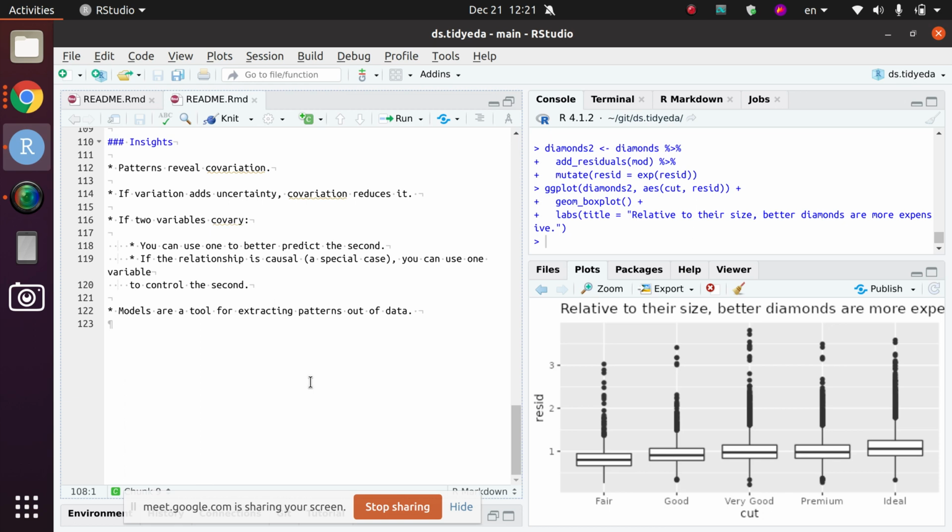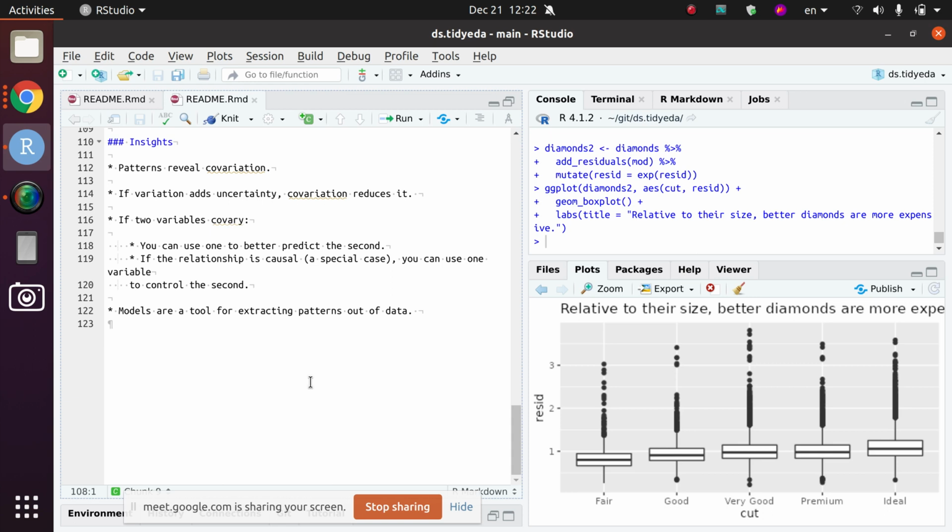So once again, patterns are things that reveal variation. If variation adds uncertainty, then covariation, you can think of it as something that reduces it. Because if two variables do covary, then you can use one to better make predictions of the second one. And in a particular case, when the relationship is causal, which is just a special case, then you can not only predict the second one, you can actually control it, right? So if you know that doing X causes Y, then you can stop doing X, and then you don't get Y, right? So you can control it.